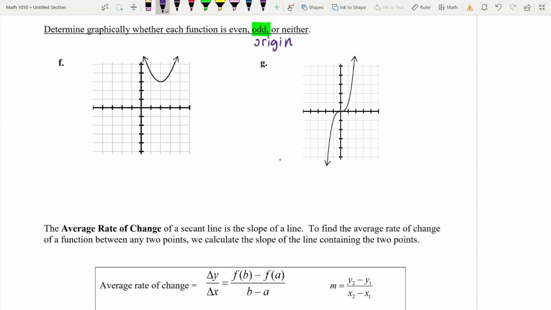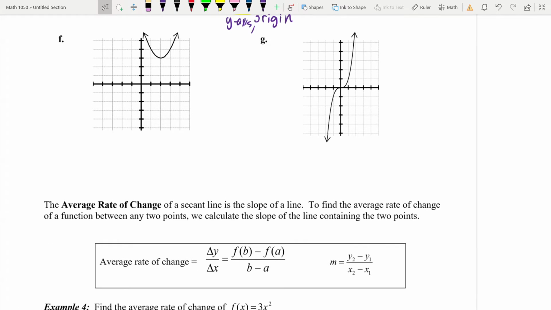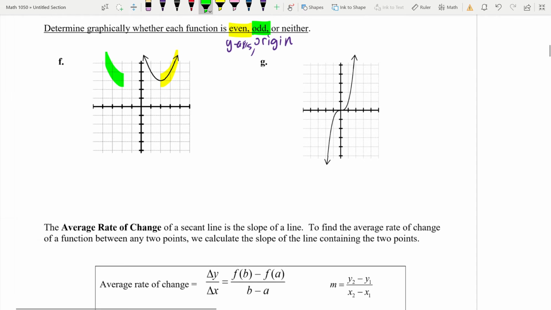If something is even, it's symmetric across the y-axis. And if it's not symmetric across the y-axis or the origin, then the answer is neither. Okay, so everybody look at this graph. Take half the graph, I'm going to take here. If you reflect it across the y-axis, it goes right there. Is the green lying on top of the other half of my graph? No. So it's definitely not going to be even.